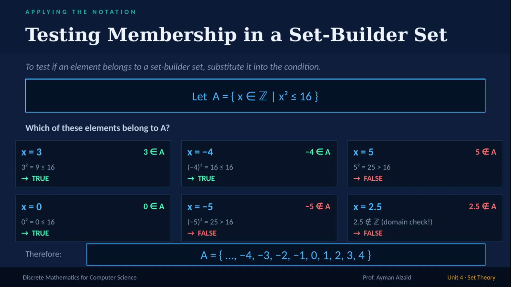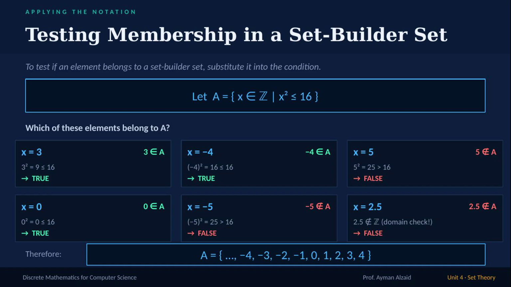X equals 5. Is 5 an integer? Yes. Is 5 squared at most 16? 25 is greater than 16, false, so 5 is not an element of A. X equals 0. Is 0 an integer? Yes. Is 0 squared at most 16? 0 is at most 16, so 0 is an element of A.